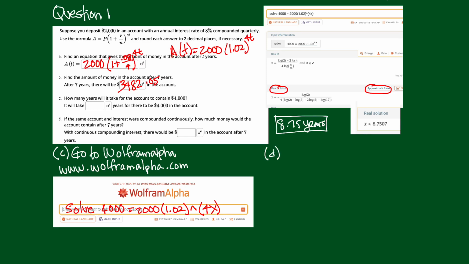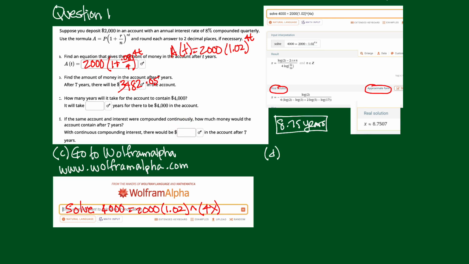Now, part D says if the same account and interest were compounded continuously, not quarterly, not daily, not annually, but continuously, how much money would be in the account after 7 years? So we know that if we compound 4 times a year, this is part B, how much would be in the account? About $34.82. So we expect more money because we're compounding continuously. So let's see what it is.